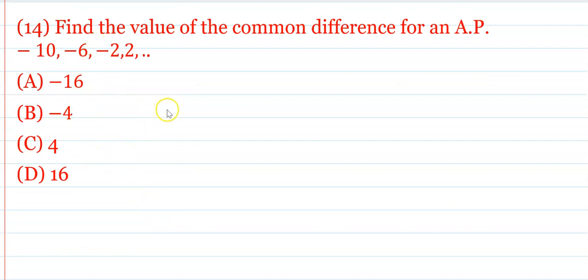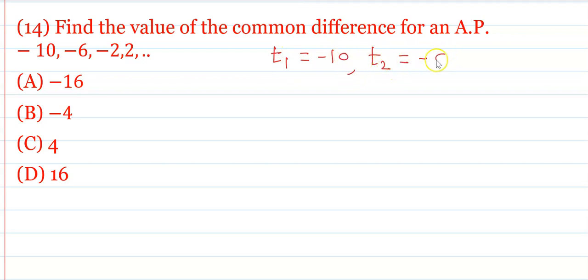Now these are the questions from arithmetic progression. That is chapter number 3. Find the value of the common difference for an AP. Now to find out the common difference, this is T1, T2, T3, T4. What is T1? T1 is minus 10.